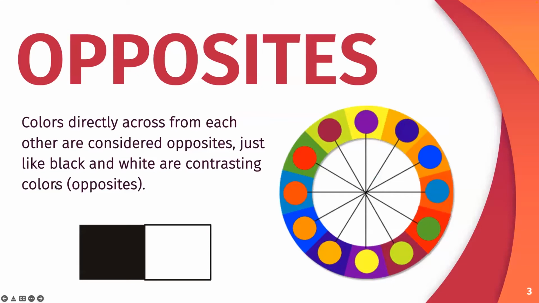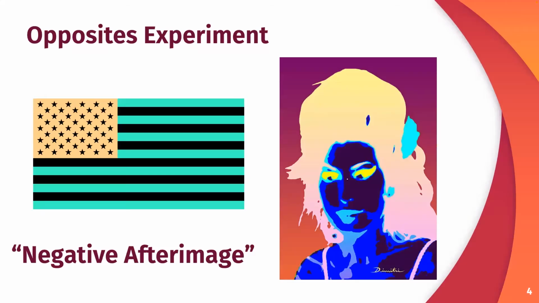Color opposites are the ones that are directly across from each other on the color wheel. So just like black and white are opposite, there are also contrasting colors like red and green, which are opposites, blue and orange, or yellow and purple. So this is kind of a fun experiment to talk about opposites. These are colored according to the opposite color.